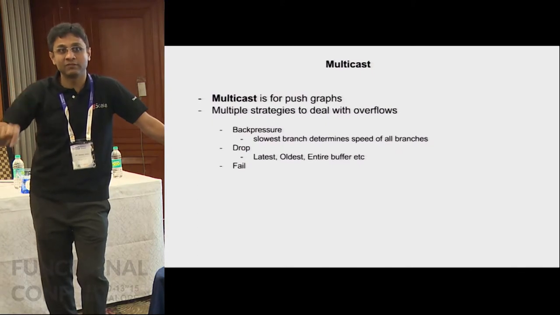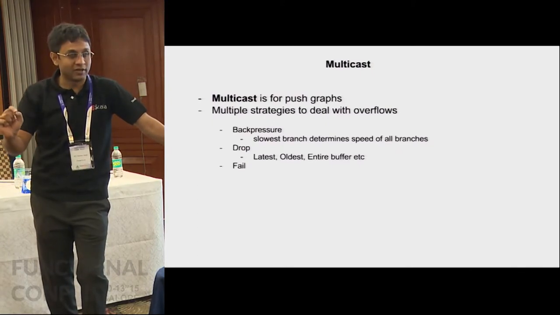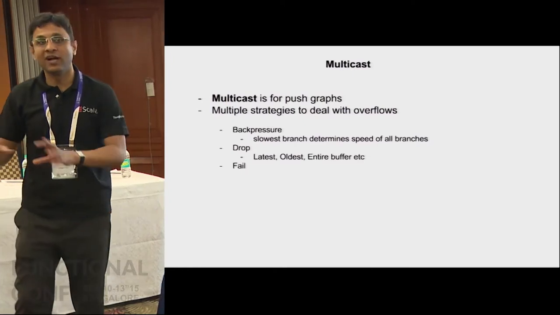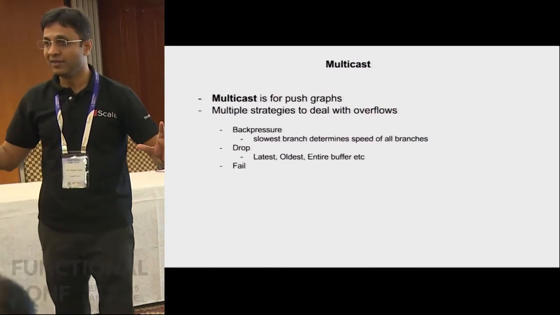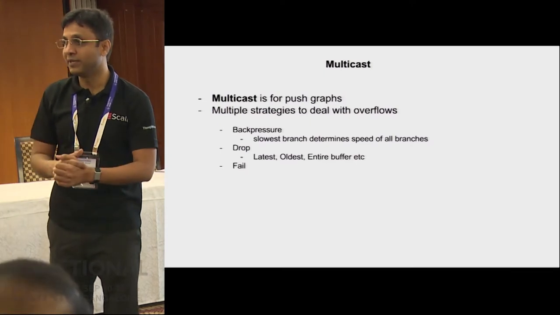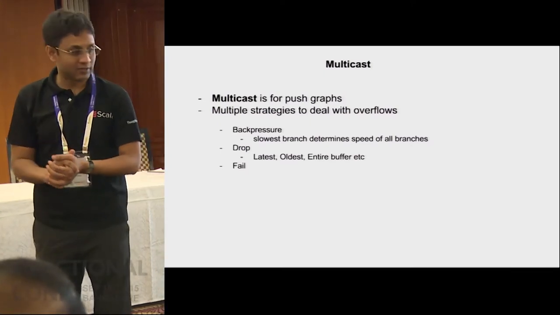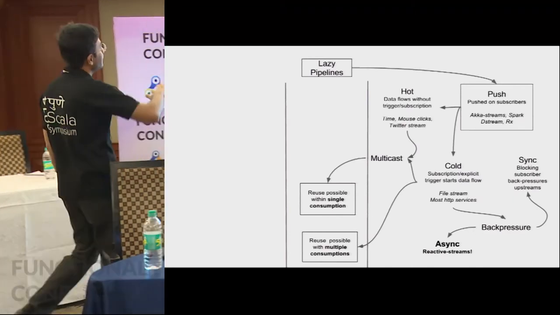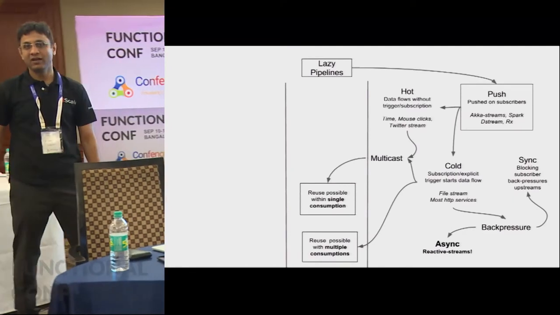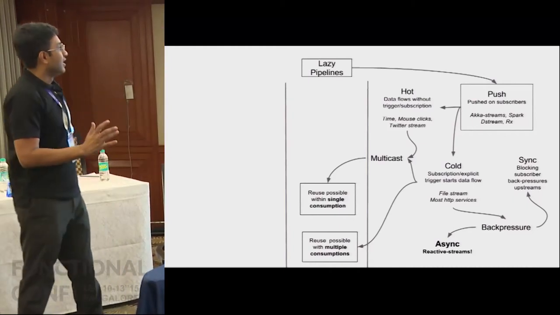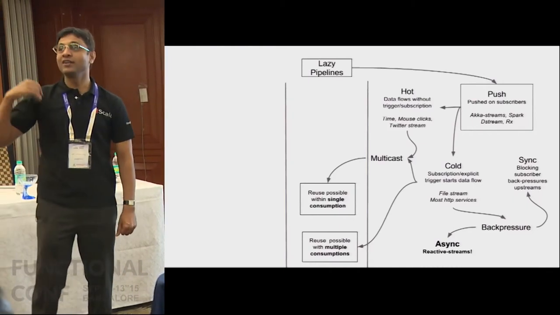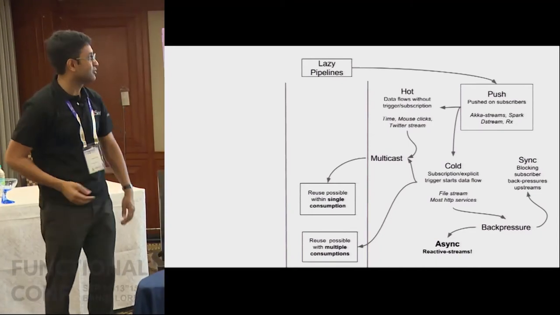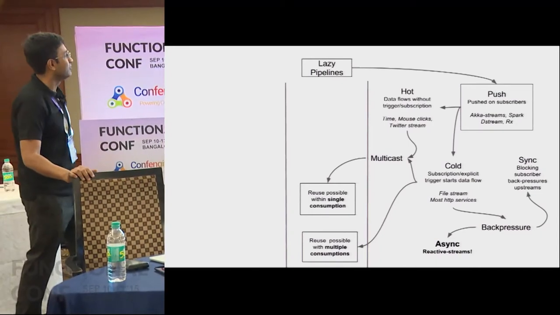So there is a buffering which is happening internally. And while dropping, what you drop is also a choice. Or you can also fail. You can say that, okay, if you can't do that, then you will fail the whole graph, and you will get an exception, and the stream will terminate. So multiple approaches are possible. And another side of the story is that lazy pipelines can be push-based. Push-based pipelines push on subscribers, right? Like pulled by iterators, this is pushed on subscribers. So they're, in a way, the dual of the pull-based.